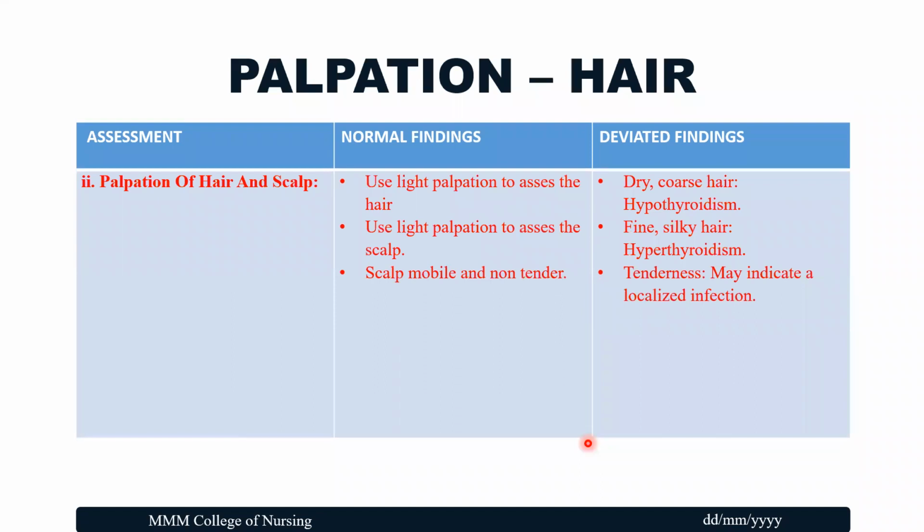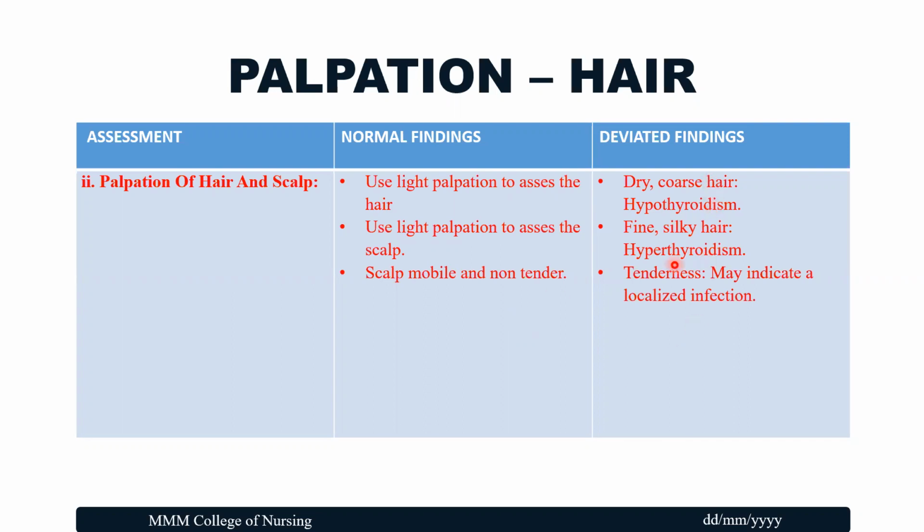Moving on to the palpation of the skin. You should use light palpation again to assess the hair. You should gently do the palpation. The scalp should be mobile and non-tender. If it is mobile and non-tender, then that indicates normal findings.